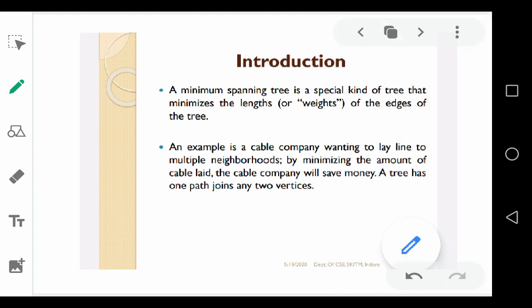So before starting what is Prim's algorithm, let us first understand what is a minimum spanning tree. A minimum spanning tree is a special kind of tree that minimizes the length or weight of the edges of the tree. Let us consider a simple example of the cable company. The main objective of the cable company is to provide facilities to all the customers, but with the minimum cable cost.